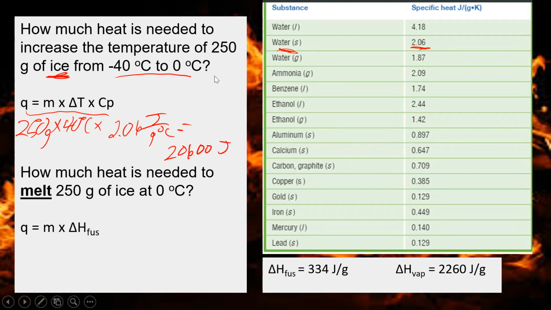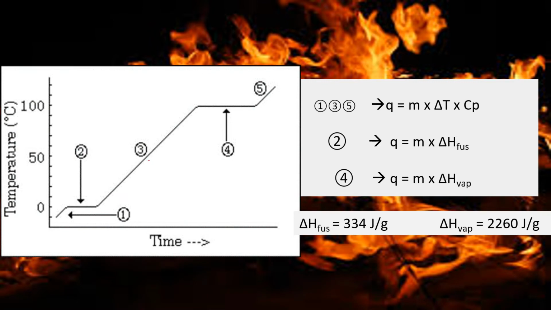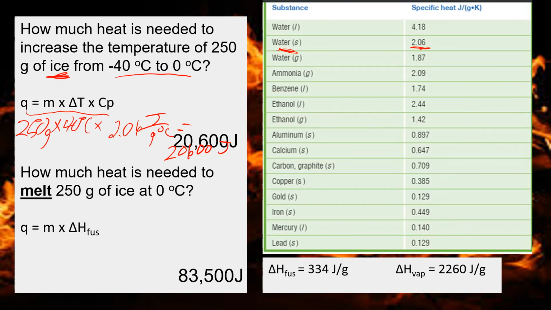All right, so since there's a change in temperature, we're at that part of the graph where temperature is changing. Oops, hearing came a little early. All right, so we're talking about either the 1, 3, or 5, and in this case, it's the part 1. So that's why we use that one.